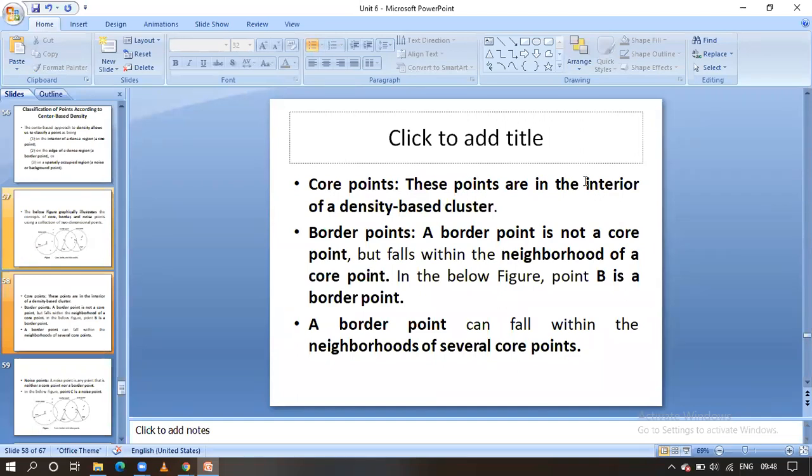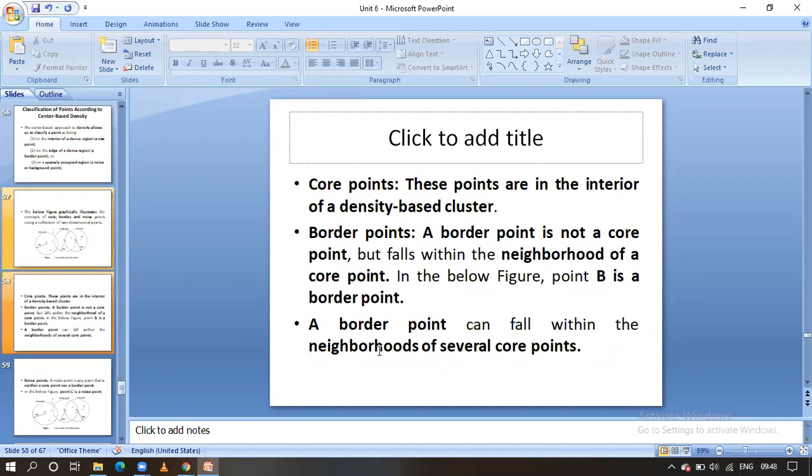What is meant by a point in the interior of a dense region? We call them core points. You already know this one. A border point is not a core point, but it is in the neighborhood of a core point. That is, it lies in the overall dense region, and we call it a border point.